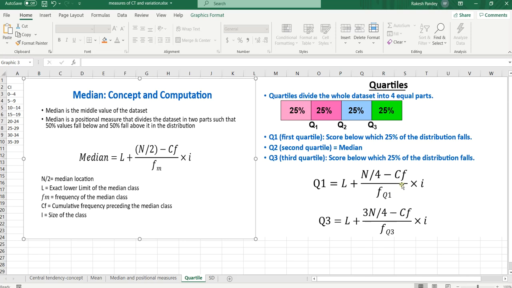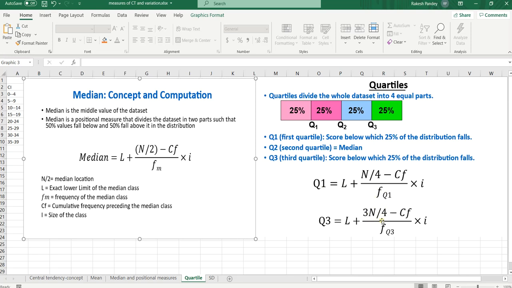And then CF will be the cumulative frequency value preceding this first quartile class. FQ1, I have not written FM. Just to help you to remember, FQ1 is the frequency of the Q1 class and I is the size of the class interval. So there is a fair similarity.